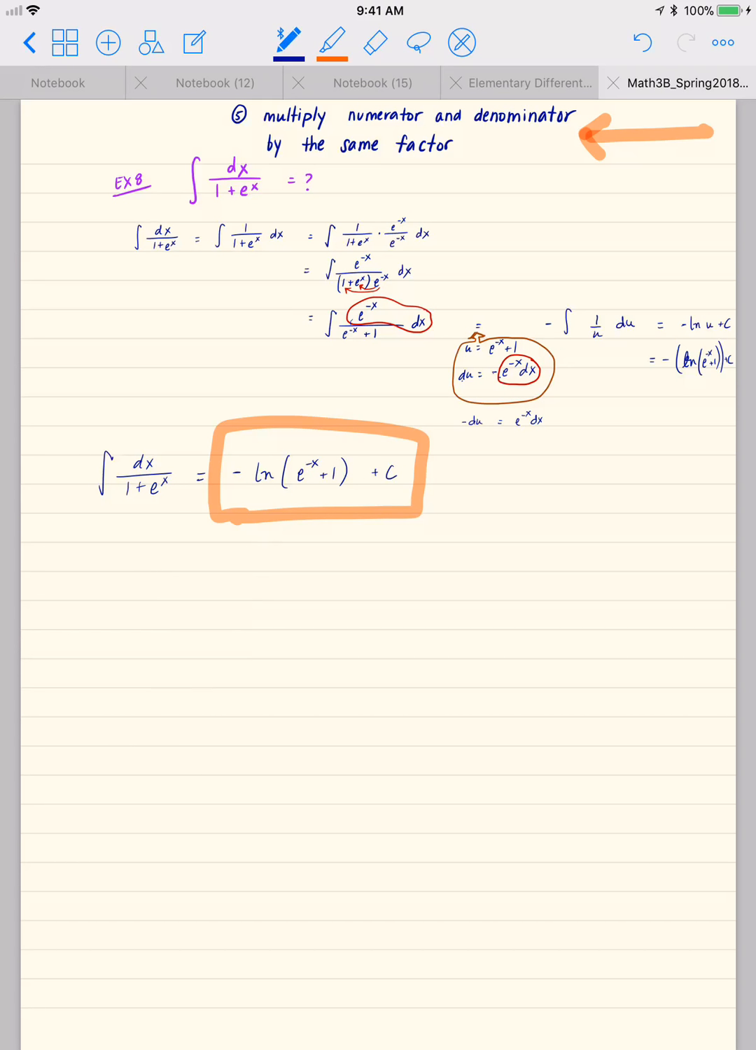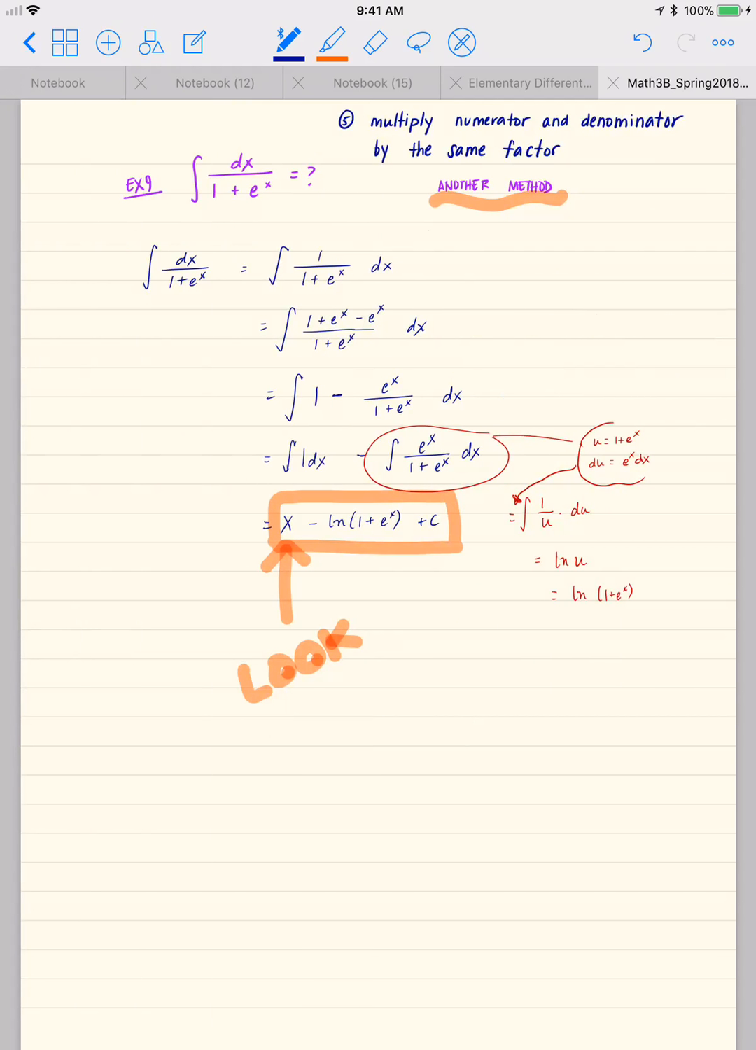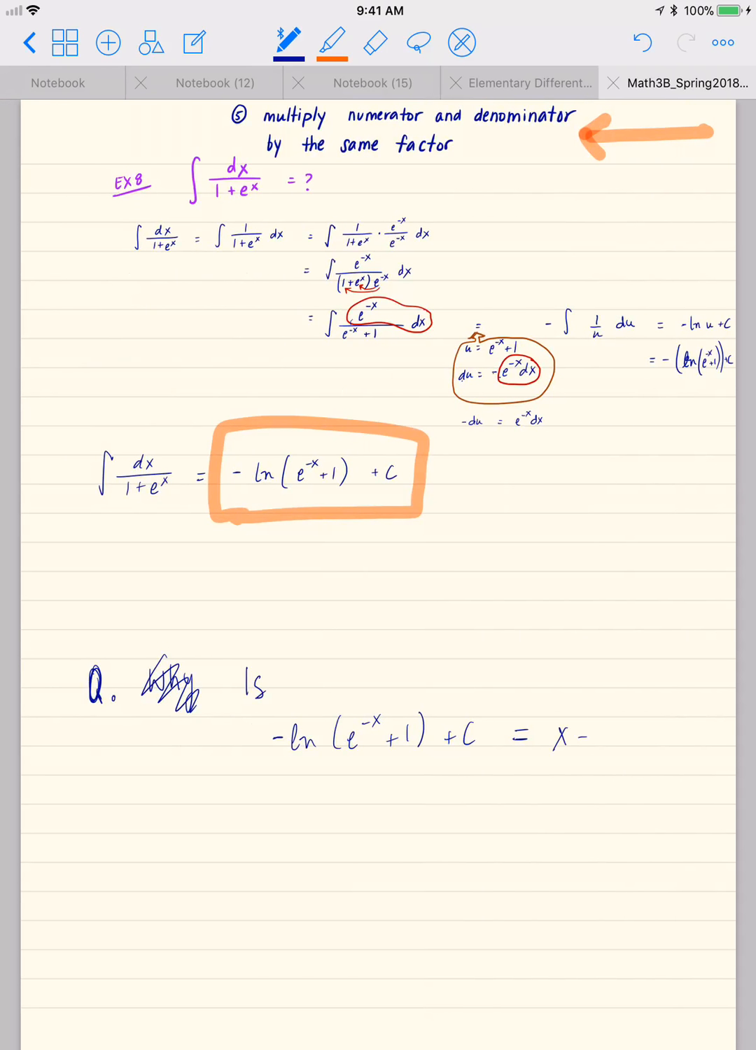I'm going to leave that for you to figure out. Have I made a mistake? So that's the practice question. Why is negative natural log of e to the negative x plus 1 plus a constant the same as x minus natural log of e to the x plus 1 plus a constant, right?